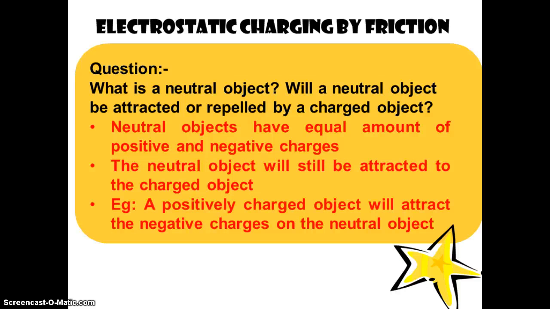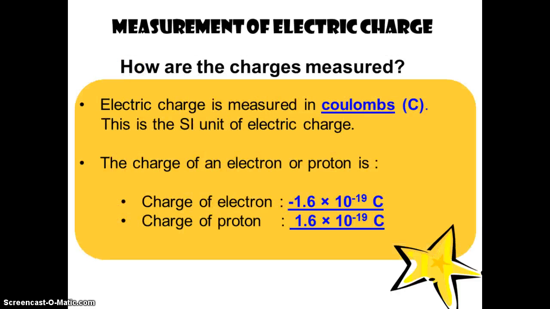So, a question here to recap what we talked about today. What is a neutral object? Will a neutral object be attracted or repelled by a charged object? Answer: neutral objects have equal amounts of positive and negative charge. I repeat, they have equal amounts of positive and negative charge. As such, they are attracted by charged objects. For example, if I have a positively charged object, it will attract negative charges on the neutral object. Similarly, if I have a negatively charged object, it will attract the positive charges on the neutral object.